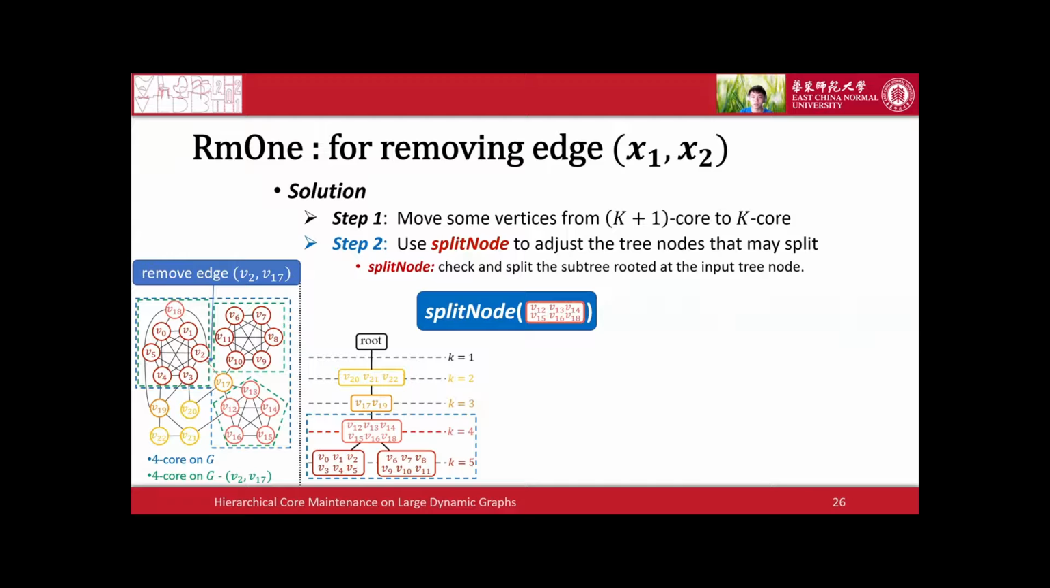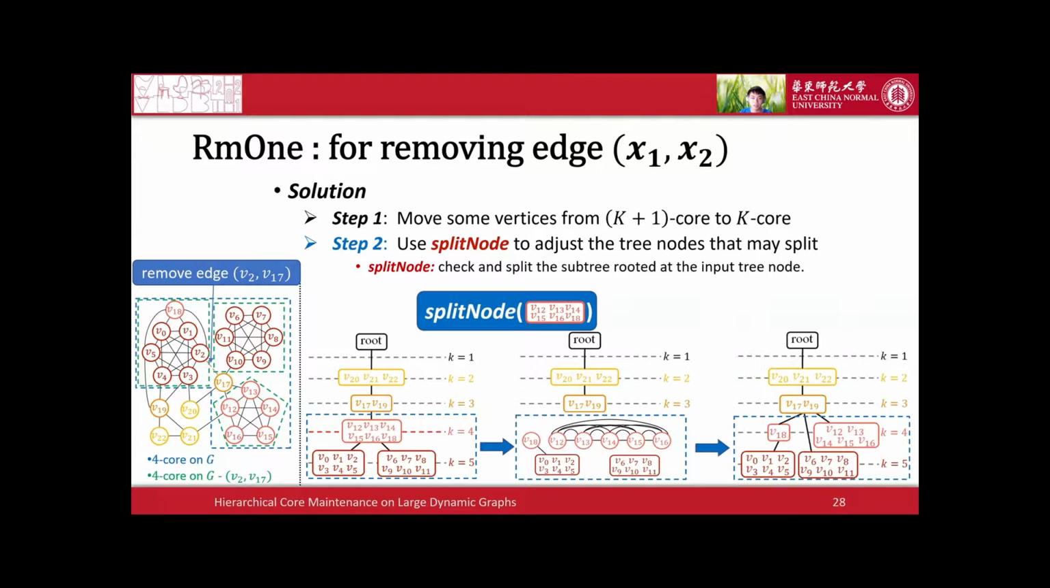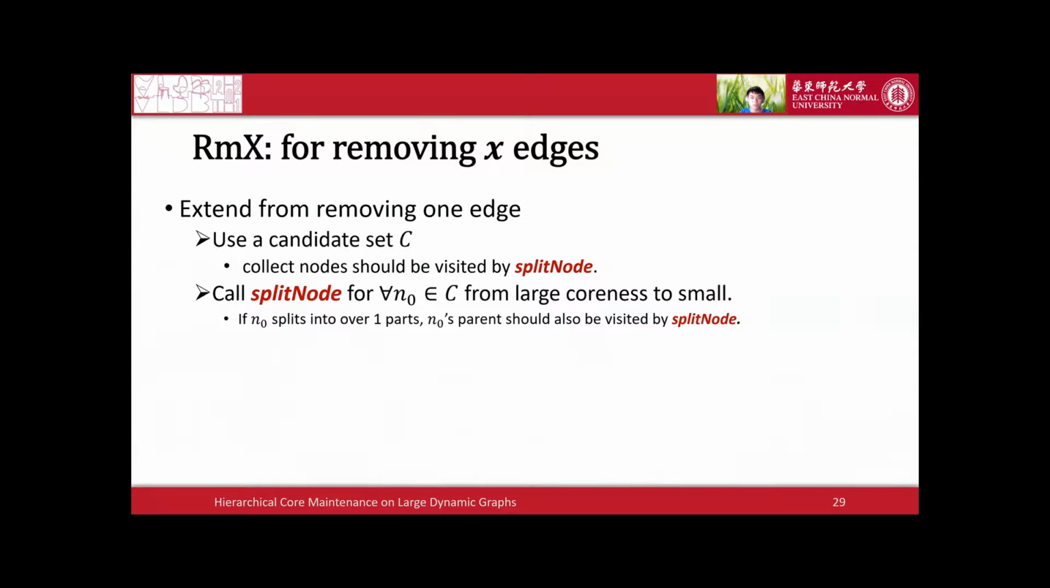We can see that the node splits into 3 parts after removing edge (V2, V17). We traverse all vertices in the input node and link their neighbors on the tree. Finally, we reconstruct the subtree depending on these linkages and finish the process of splitting the node. The solution for removing multiple edges can be extended from the above works easily.